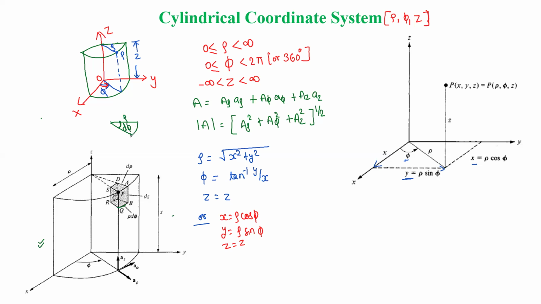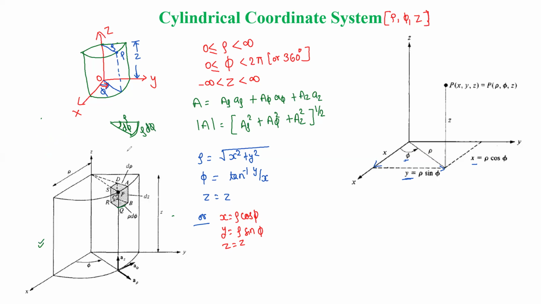So the length of the arc is rho d phi. For a circle, 2 pi rho is the complete circumference. It is divided by 2 pi to get the arc length per unit angle, and multiplied by the differential angle d phi. So 2 pi cancels, and we get rho d phi. That is how we get the length of the arc here.